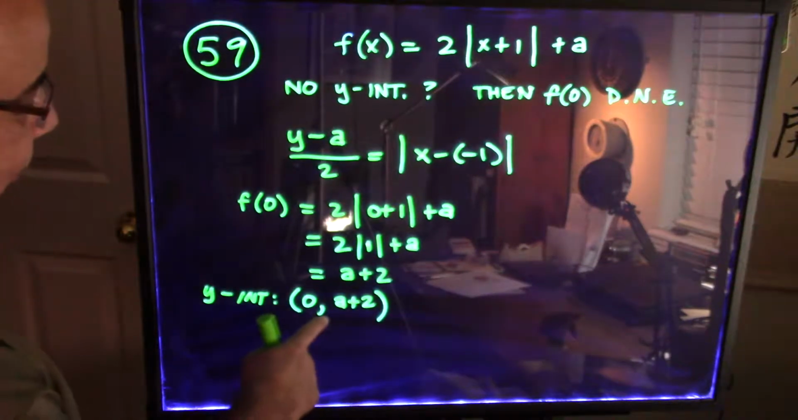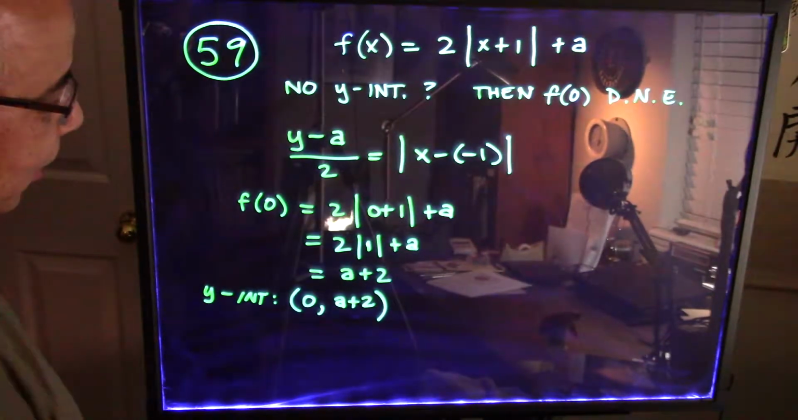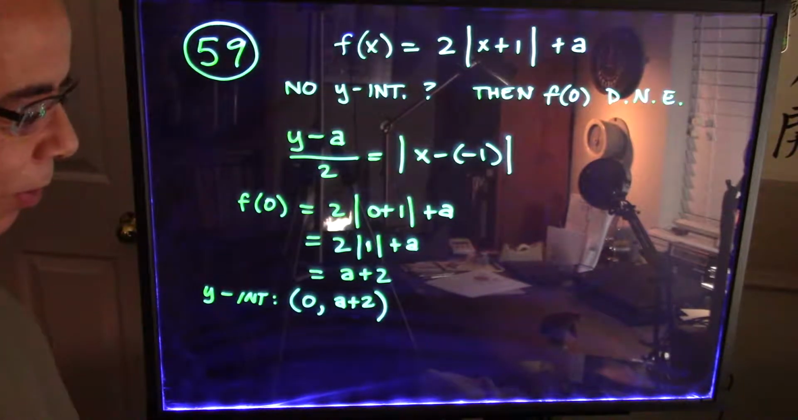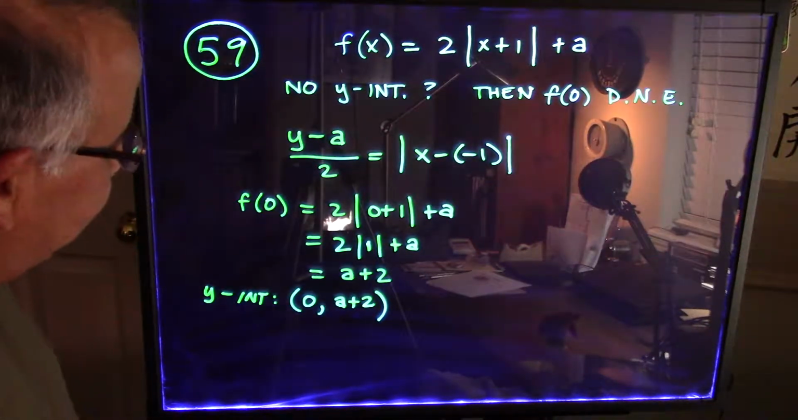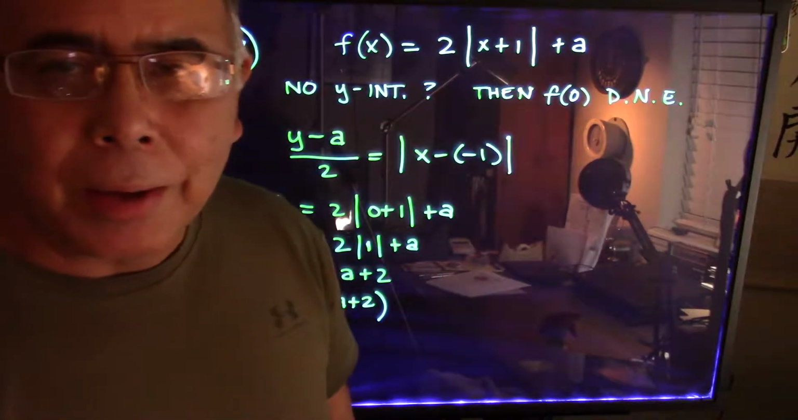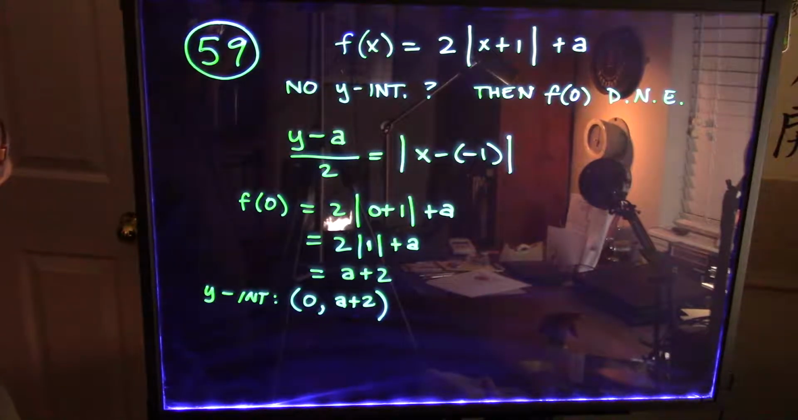And this, of course, shows you definitely that this will always exist. Since a is a real number, a plus 2 is also a real number, and this point will exist. So it's not possible to find a such that there is no y-intercept.